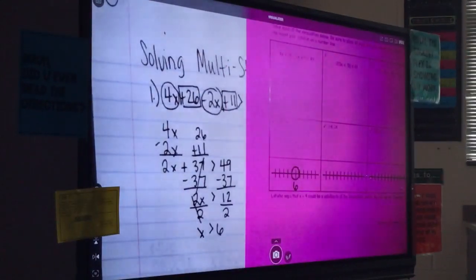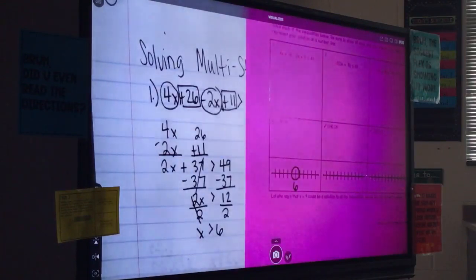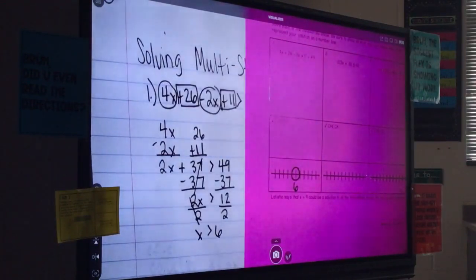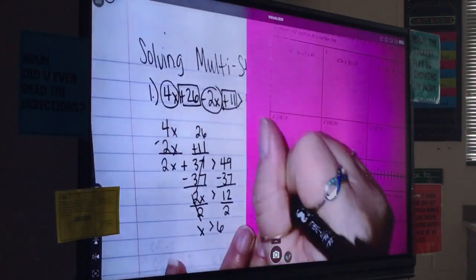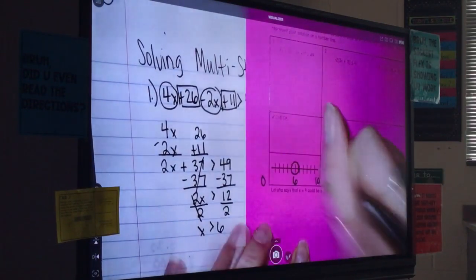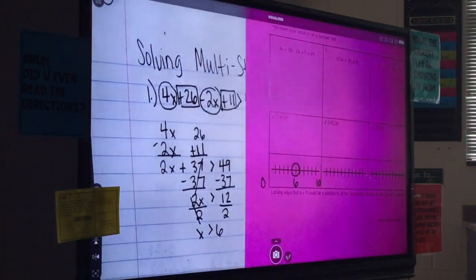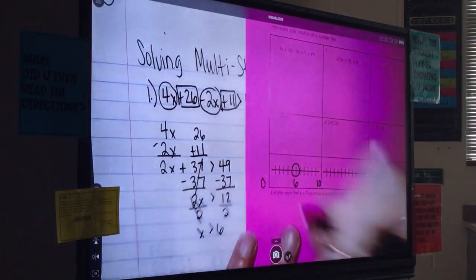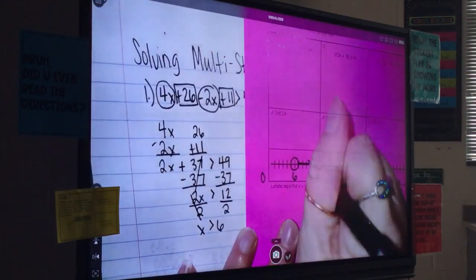So then which direction is my arrow going? To the left or to the right? And remember, like 0 is over here and 10 is over here somewhere. So am I going less than 6 or am I going greater than 6? Callie? Yep. So my arrow is going to go to the left.